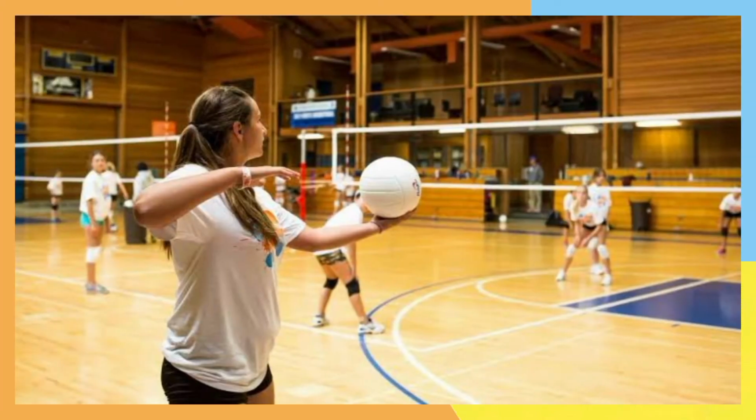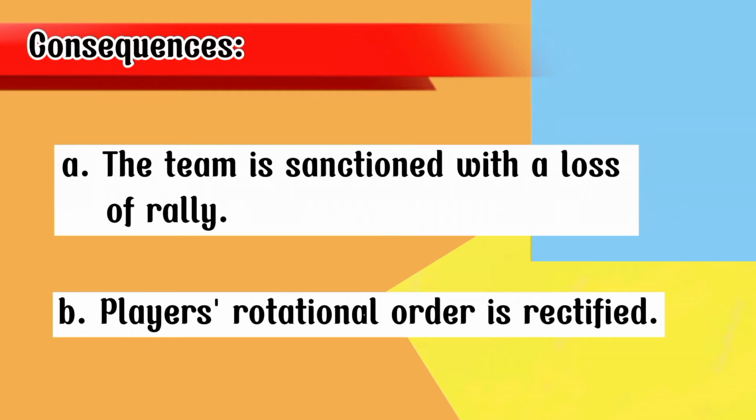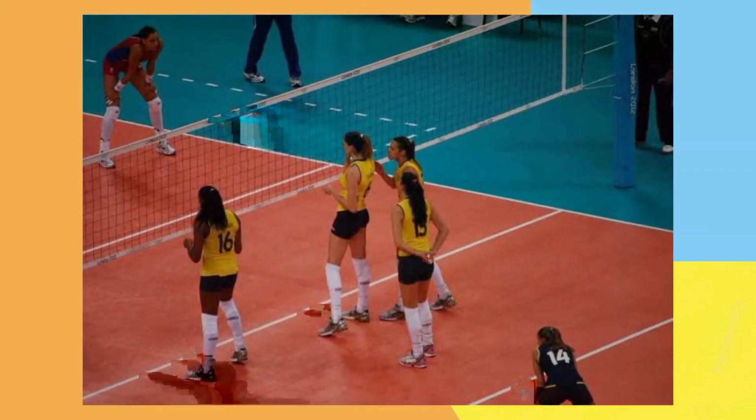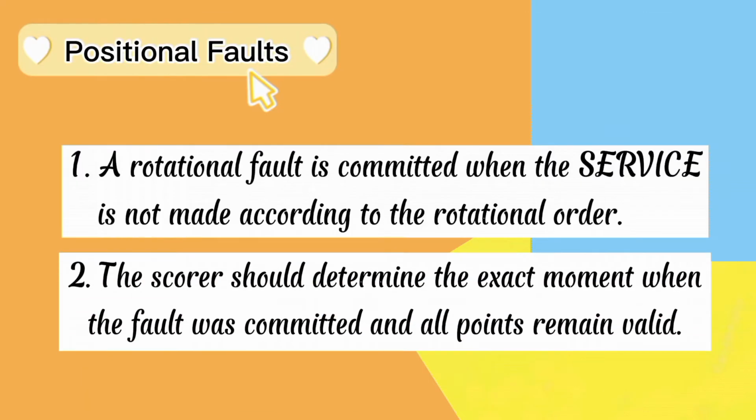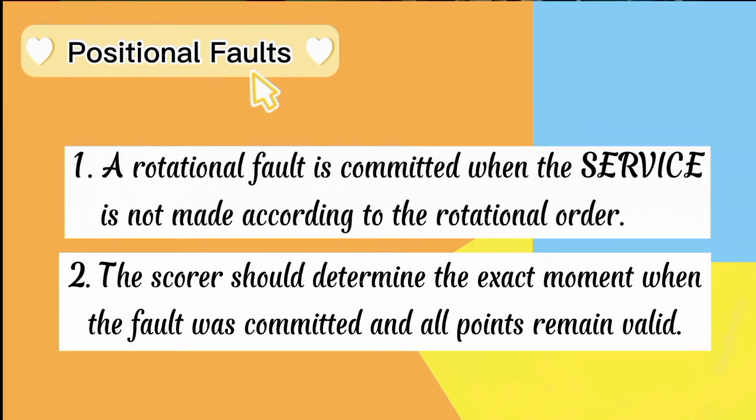It means the serving team loses the right to serve, so the receiving team then rotates 1 position on the court. Players' rotational order is rectified. This means that the rotational order of the team will be corrected. The scorer should determine the exact moment when the fault was committed and all points remain valid.